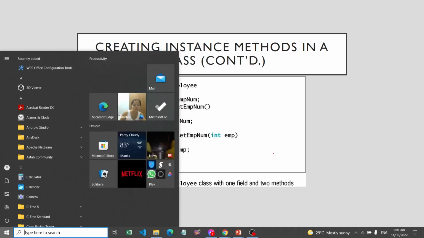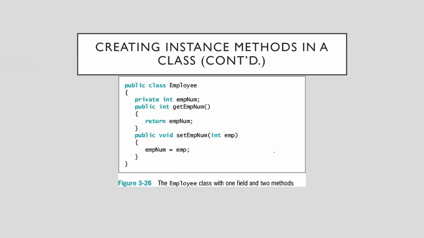Now, creating instance methods in a class. In a class Employee, for example, you have an instance variable empNum that is of type integer and the private access specifier is being used. So empNum can be used only within this class but cannot be used in any other class. And we have the accessor method for this empNum and mutator method for this empNum.